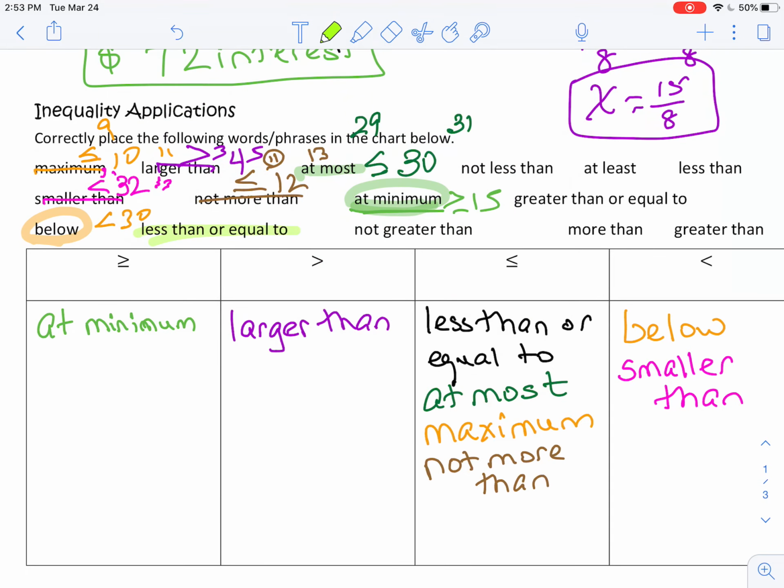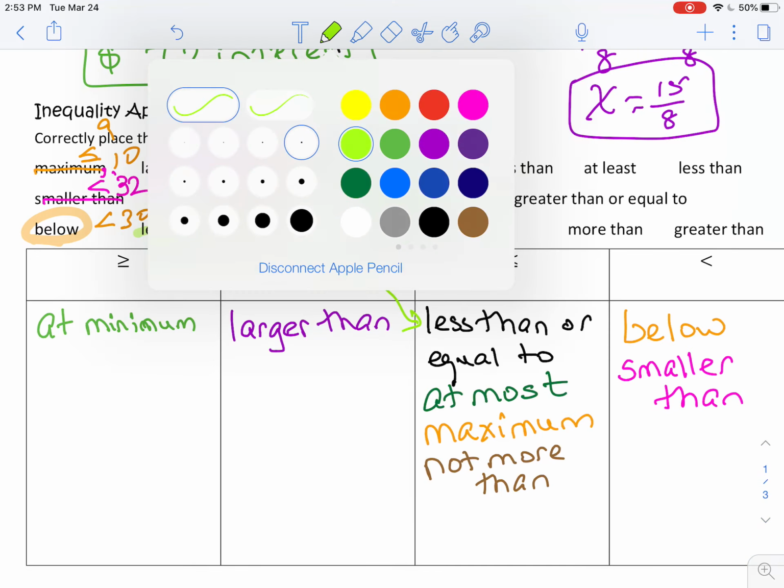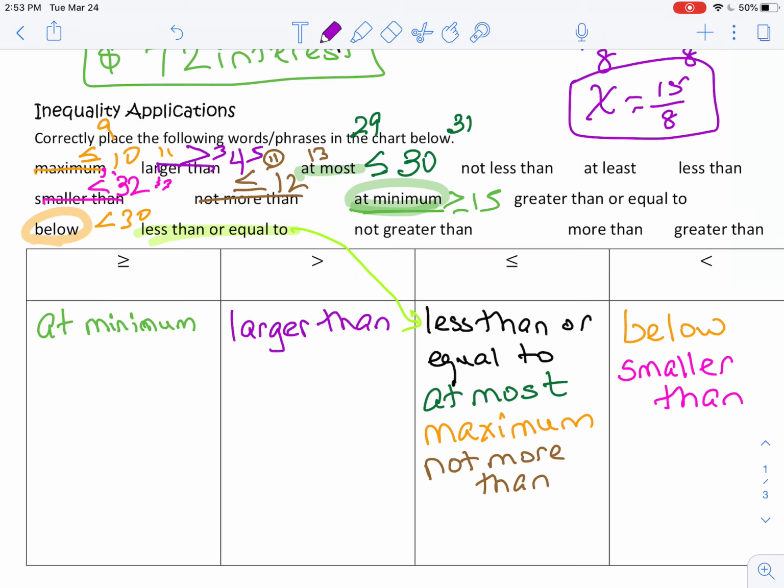All right, next one. Less than or equal to. That one's pretty easy. Less than or equal to is exactly like that. Oh, we already did that one. All right. Not greater than. Let's do not greater than.